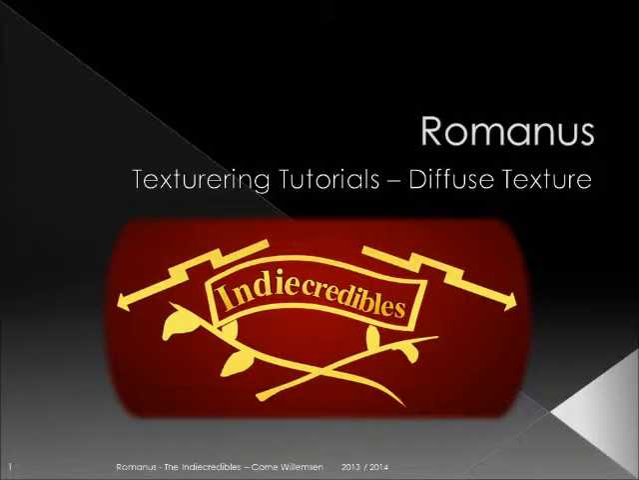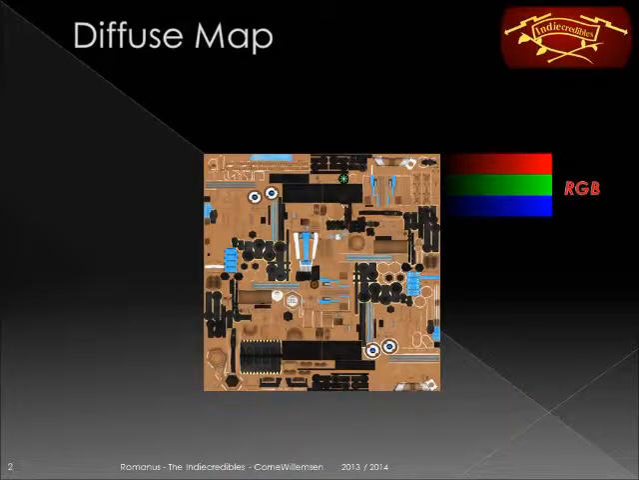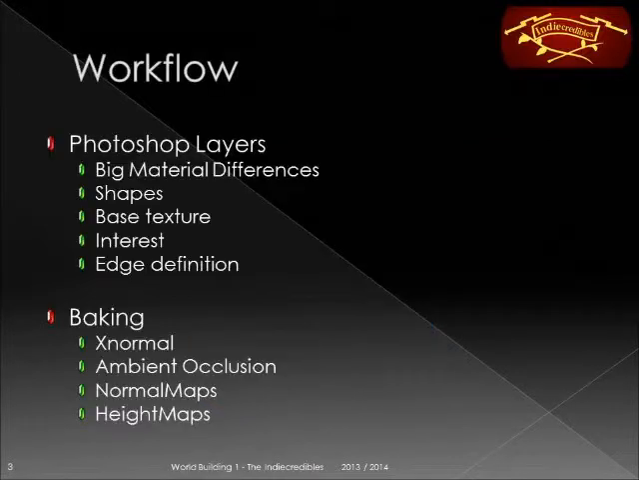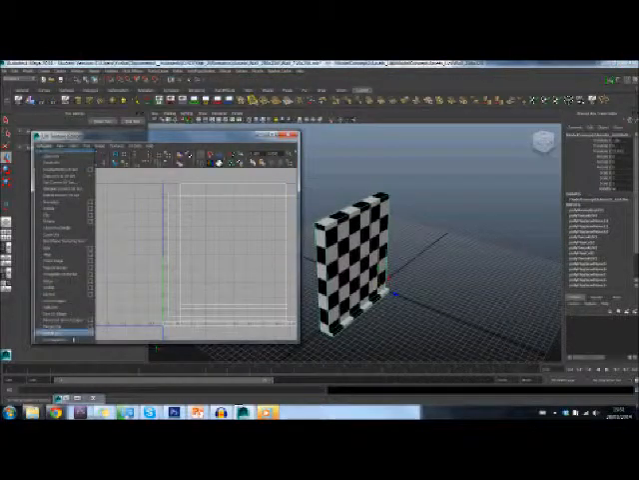Welcome back to Texture Tutorial 2. This time we're gonna talk about the diffuse map. It's an RGB map. In the workflow I'm gonna discuss the big material differences, some shapes, base textures, the interest and edge definition. Also gonna talk about baking maps.